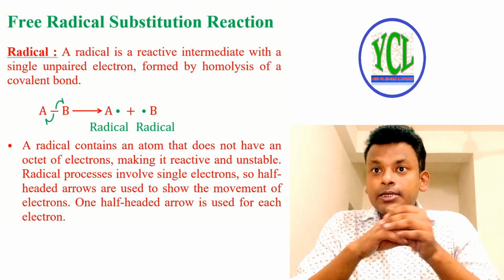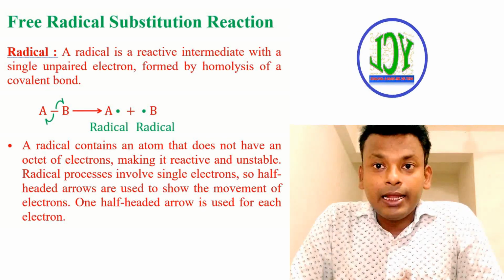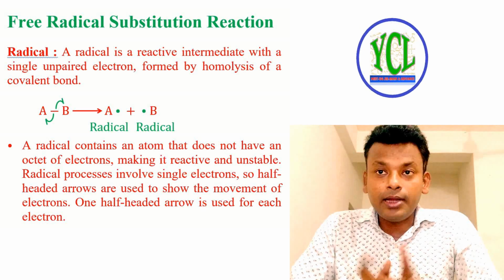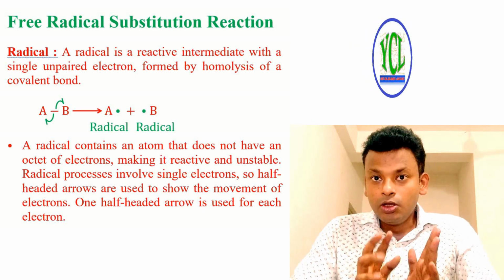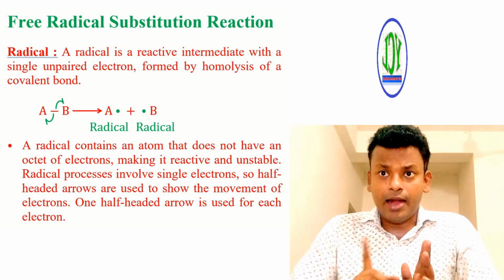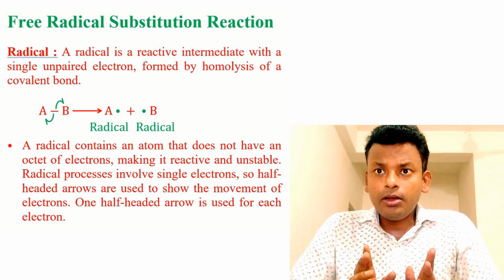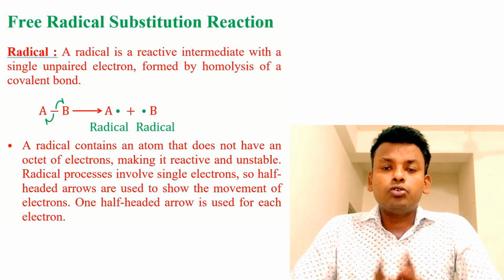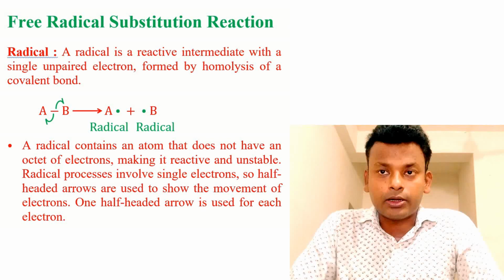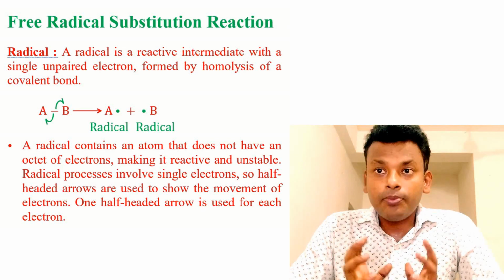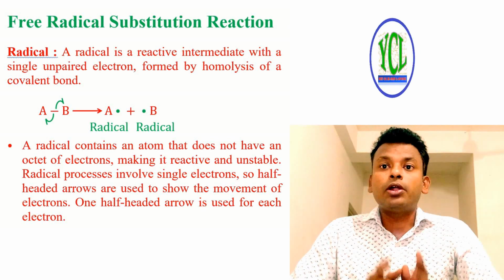Radicals involve a single electron, so half-head arrows are used to show the movement of an electron. One half-head arrow is used for each electron.